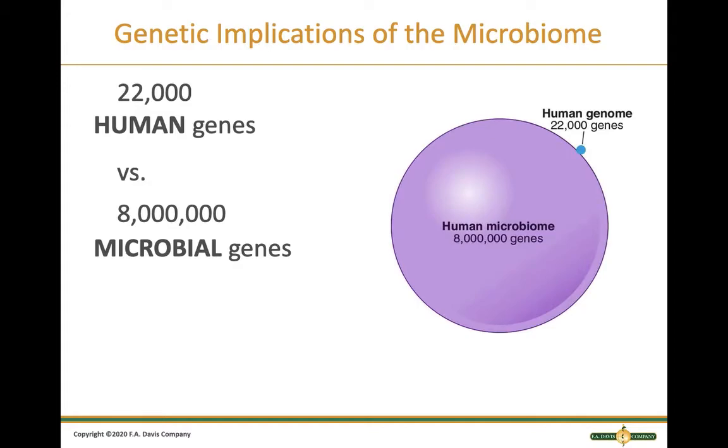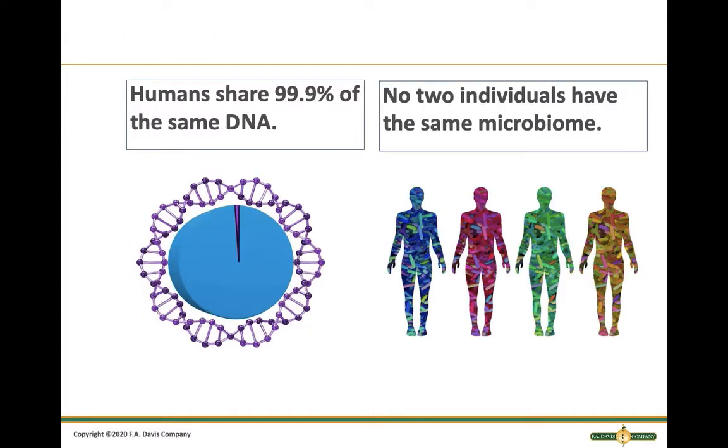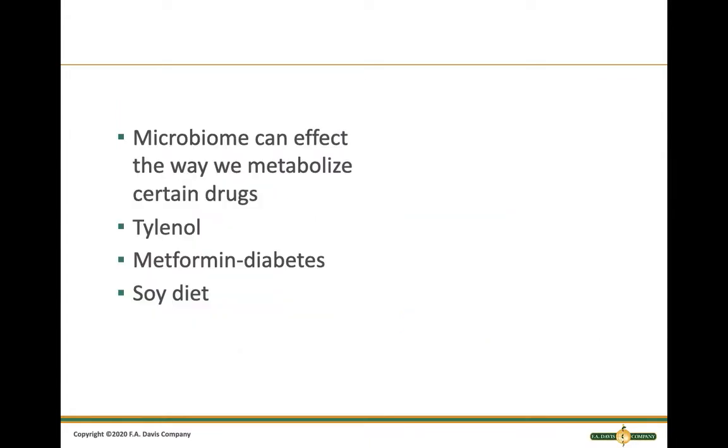Okay, this is the reason that the same treatment or the same diet will work in some people but not others. If you look at your neighbor, you share 99.9% of your DNA. But if you look at the microbiome, no two individuals have the same microbiome, not even identical twins. And the microbiome can affect the way we metabolize or break down certain drugs. So Tylenol causes problems in some people when some of their bacteria in their intestines convert it into something that is bad for your liver.